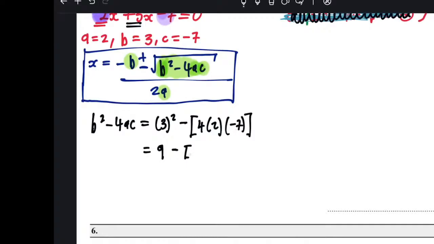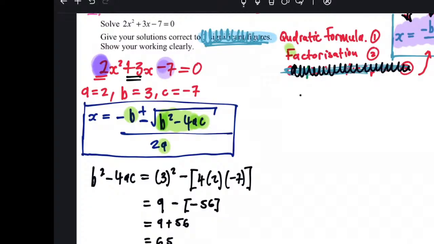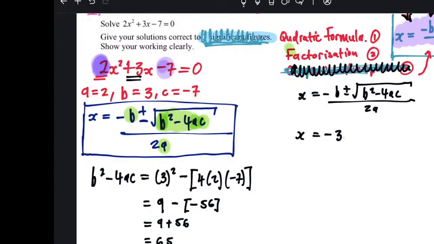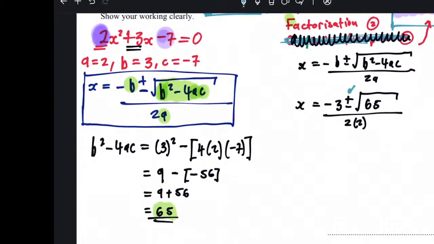Now you rewrite again, class: x is equal to minus b plus or minus the square root of b squared minus 4ac all over 2a. x will be equal to minus of, what is my b? 3. Plus or minus the square root of, what is b squared minus 4ac? We already got the answer, 65. So you put 65 all over 2 times a. What is 2 times a? It's 2 times 2. Then you separate it, class. The plus, you separate it from the minus. Don't ever forget. So now you say x is equal to minus 3 plus the square root of 65 over 2 times 2, which is 4. Then the other one is x is equal to minus 3 minus the square root of 65 all over 4. Now you will get your answers.